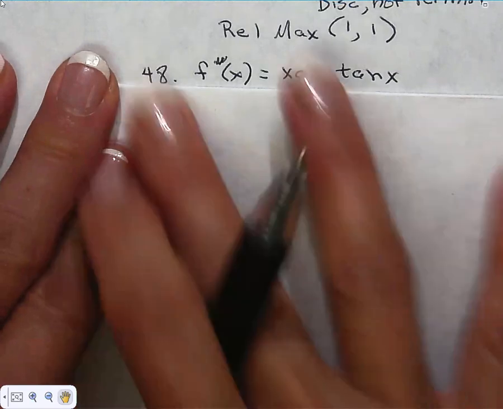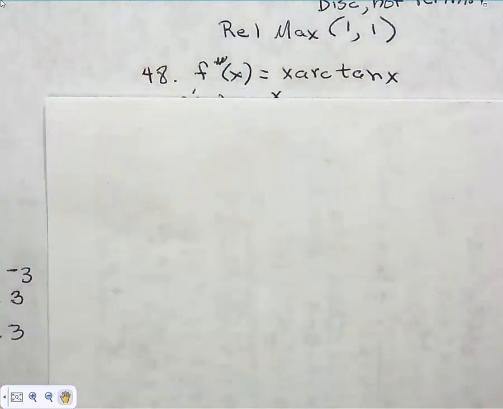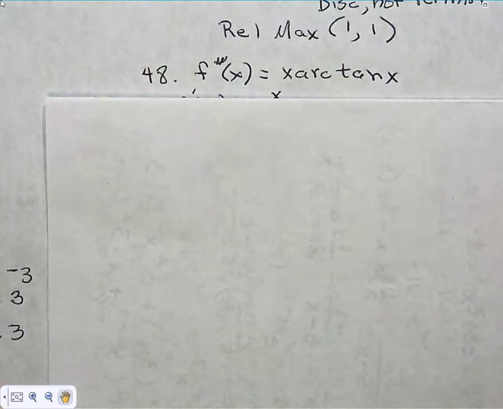The only derivative of an inverse trig function that you have memorized is the derivative of arctangent x. What is it? 1 over 1 plus x squared. And the derivative of x is just 1, so you don't have to worry about that here. Just 1 over 1 plus x squared. But you've got to use the product rule.